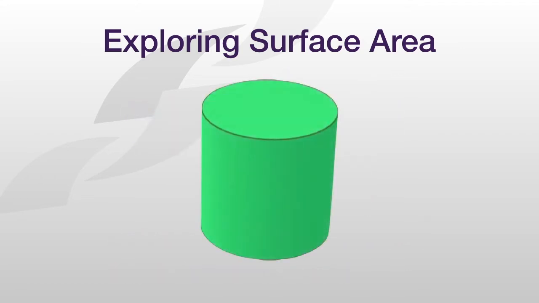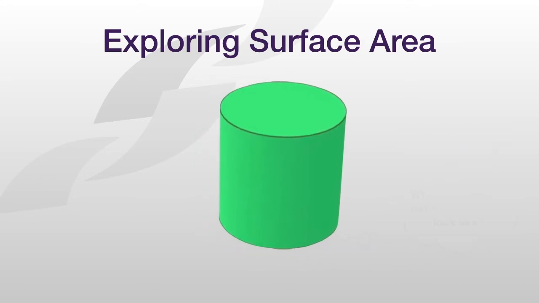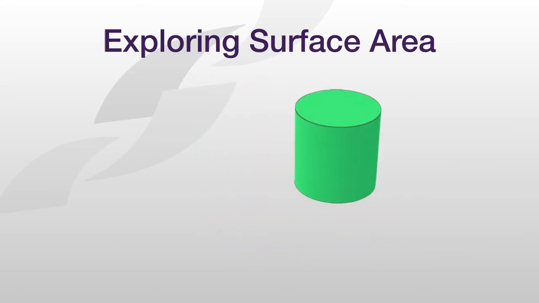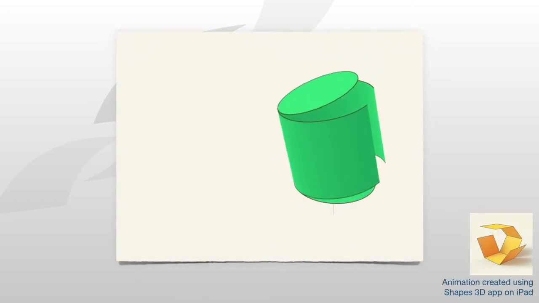But what if the 3D object had a curved surface, such as with a cylinder? What would the net of a cylinder look like? Think about what shapes you would get when you unfold a cylinder. Observe what results when a cylinder is unfolded.